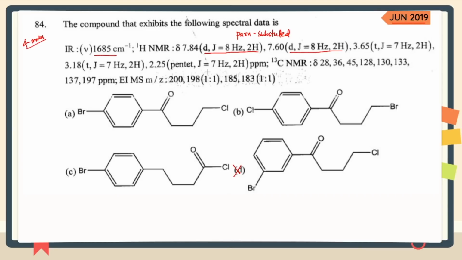It tells you that basically you have this kind of group. All these three things give you the information that the group is like CH2, CH2 and CH2, like this. So the groups are like this. This is going to give you a triplet, this is going to give you a triplet, and this is going to give you a pentet.